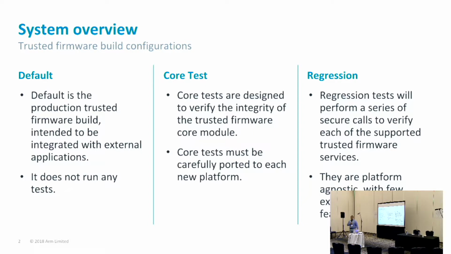Regression test builds are mostly aimed at testing the TFM services. They should be platform agnostic, but as the services will extend and there will be more variants with optional functionality, it will be quite possible that we will have specific services that will fail on platforms because they don't have the optional hardware.